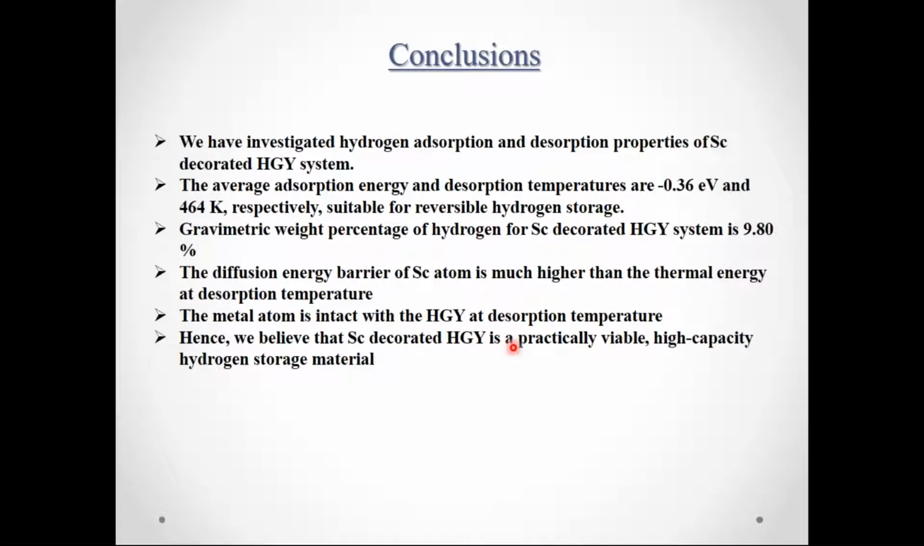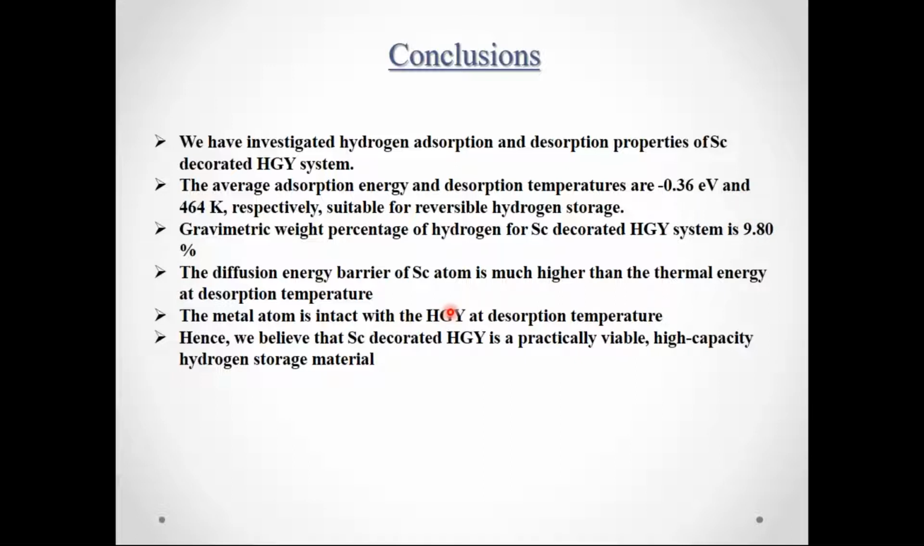So I would like to conclude this work by mentioning these points. We have investigated the hydrogen adsorption and desorption properties of scandium decorated holey graphene and found that the average binding energy and desorption temperature are very much suitable for the reversible application of hydrogen storage. And the gravimetric weight percentage of hydrogen for our system is 9.80%, which is far greater than the DOE requirement.